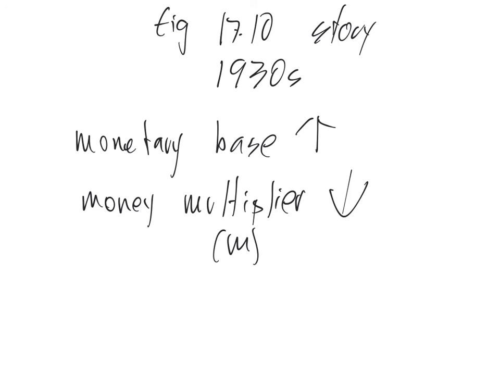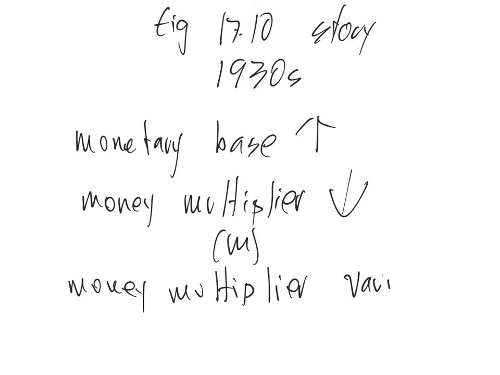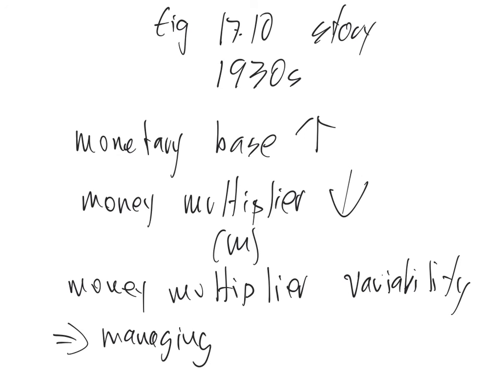Banks held money as reserves, excess reserves, and people held money as cash and did not deposit it in banks, which makes sense. If you think your bank is likely to fail, you're going to hold on to cash. You're not going to turn it into a check account. So this money multiplier variability makes managing the money supply difficult.